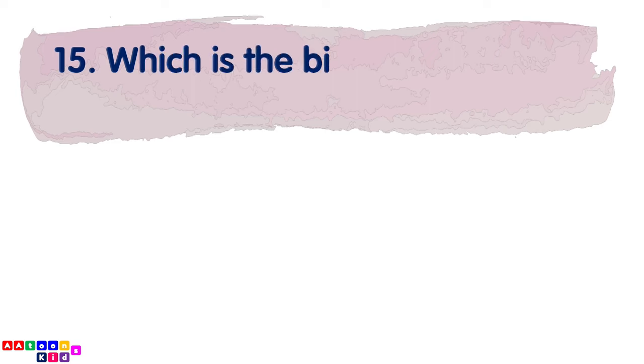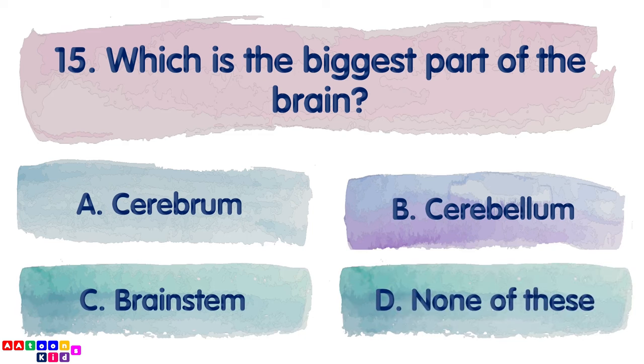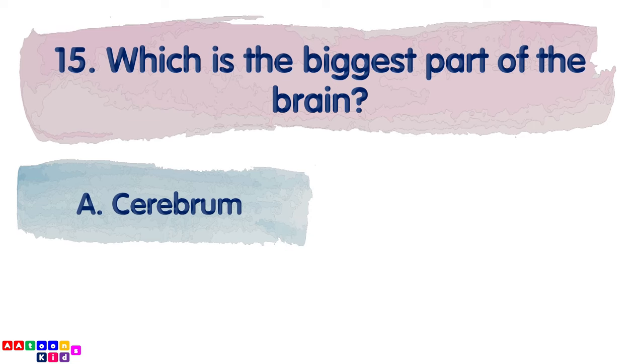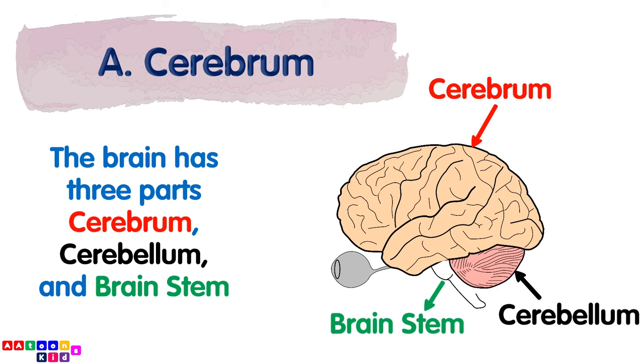Which is the biggest part of the brain? Cerebrum. The brain has three parts: cerebrum, cerebellum, and brainstem. Cerebrum is the largest part of the human brain.